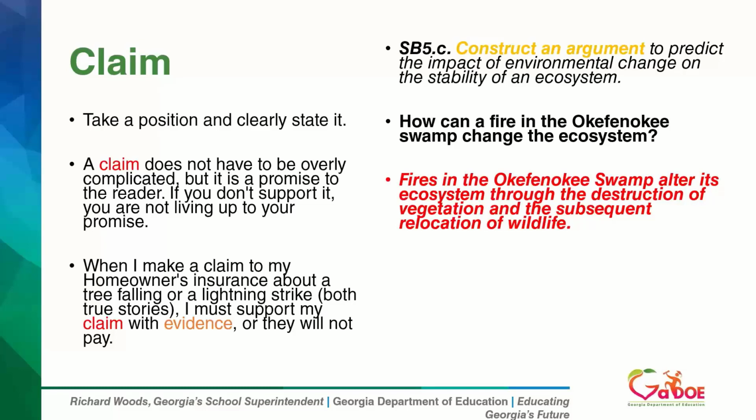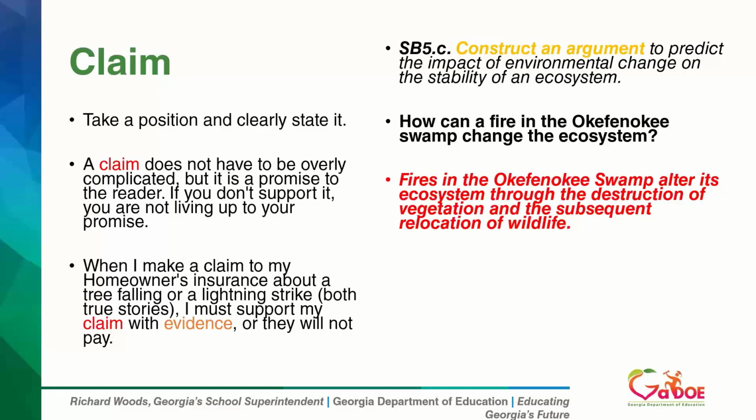So the actual science standard is up here: to construct an argument to predict the impact of environmental change on the stability of an ecosystem. Well, that is kind of coming down to the main prompt. How can a fire in the Okefenokee Swamp change the ecosystem?